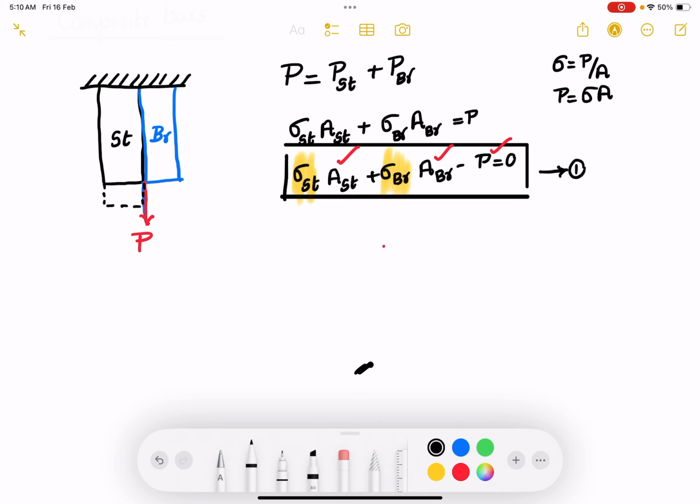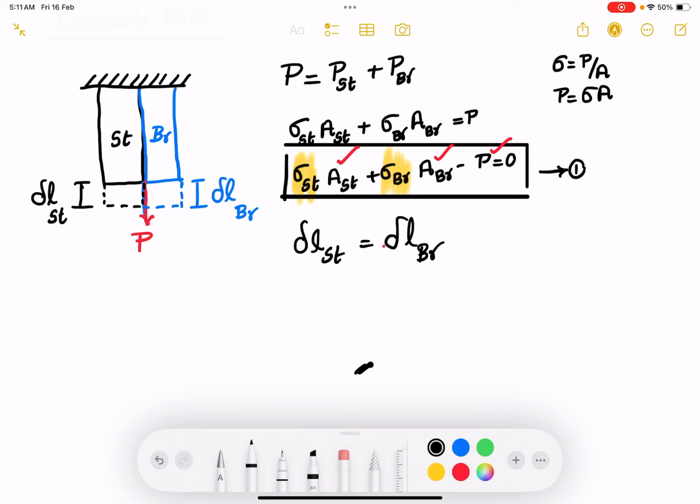So the deformation is represented by this dashed line here. So both steel and the brass, they are getting deformed by exactly the same amount. So let us say that the deformation of steel is represented by del L suffix steel. The deformation of brass is represented by del L suffix brass. Now we know that del L of steel should be equal to del L of brass.